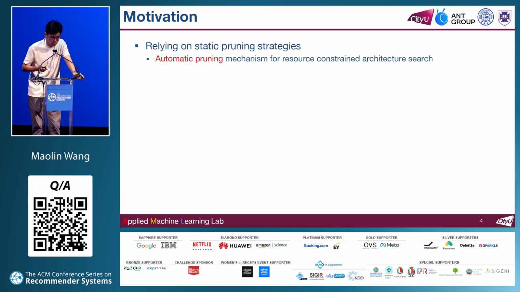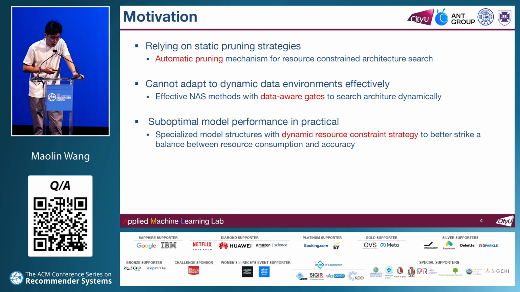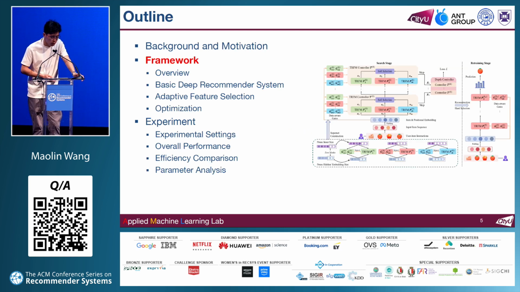To solve this problem, first we propose automatic pruning methods for resource-constrained architecture search. And to solve the second problem, we propose effective NAS methods with data-aware gates. And to solve the last problem, we specialize model structures with dynamic resource-constrained strategies to find a balance between resource consumption and accuracy. So then we talk about our framework.